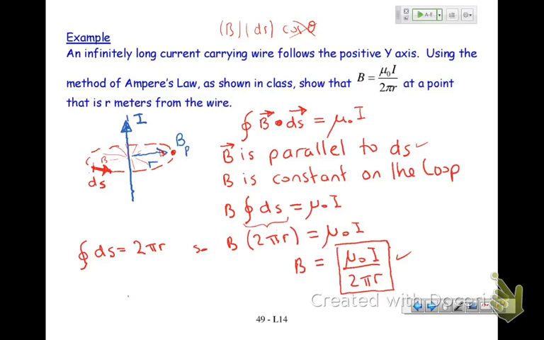If I'd chosen to do a square loop geometry, I could still solve it, but it would not be this simple. I'd have to do angles because my ds would not be parallel to B at every point. I'd have to take into account all those things. It's not that it's not doable, it's just not doable in 5 lines. So I'm being smart in the loop that I pick, just like we did with good old Gauss's law.